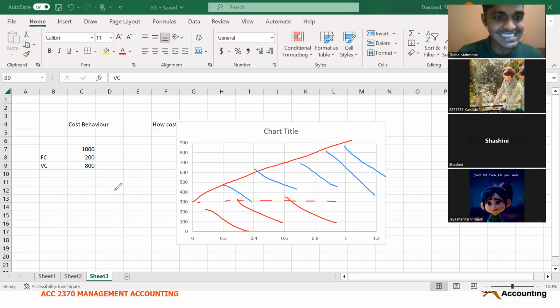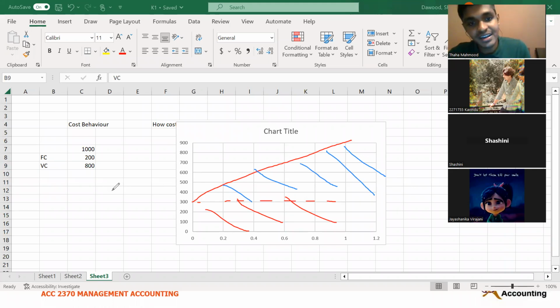The next one is step fixed cost. Step fixed cost is something like this. Now let's say in order to produce 1000 units, we need a certain machine, and the depreciation of that machine is a fixed cost. That depreciation is, let's say, 500,000. After producing 1000 units, you have to buy a new machine. So from the point where we are producing the 1001st unit, the total fixed cost or the total depreciation increases from 500,000 to 1 million.